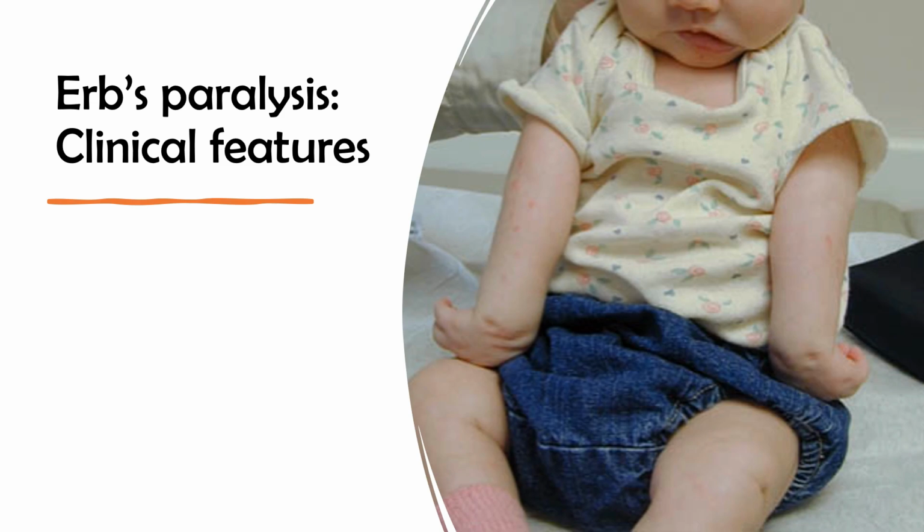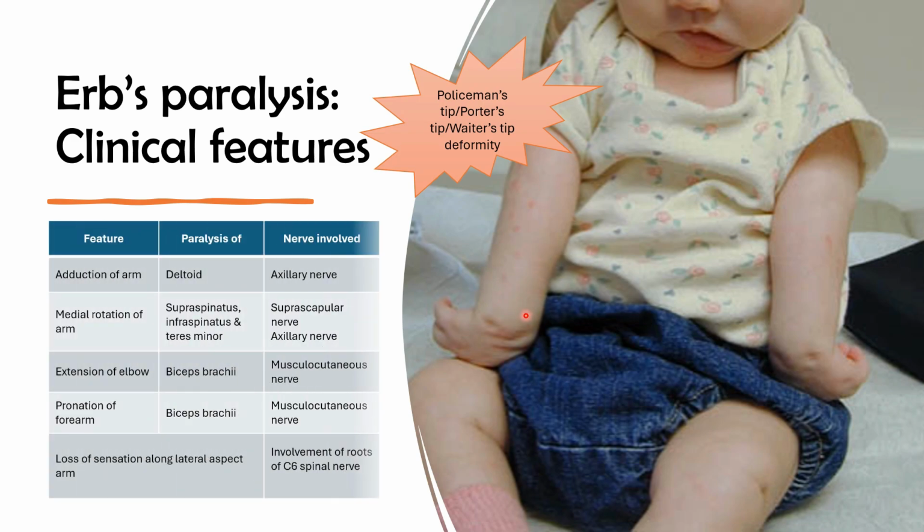The typical deformity we see in Erb's paralysis, where the arm is adducted and medially rotated, and the forearm is extended and pronated, is known as the policeman's tip, porter's tip or waiter's tip deformity. So what is the anatomical basis for this?